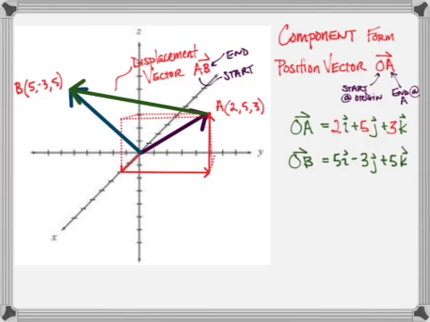So first I need to write B in terms of component form as such, and then to get the displacement vector AB, I subtract the two values. So 5i minus 2i is 3i, negative 3j minus another 5j is negative 8j, and then 5k minus 3k is 2k. So that is my displacement vector, AB.